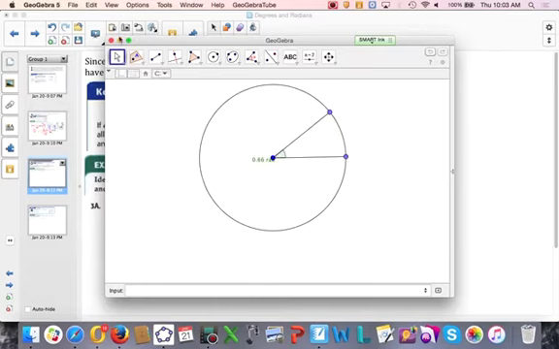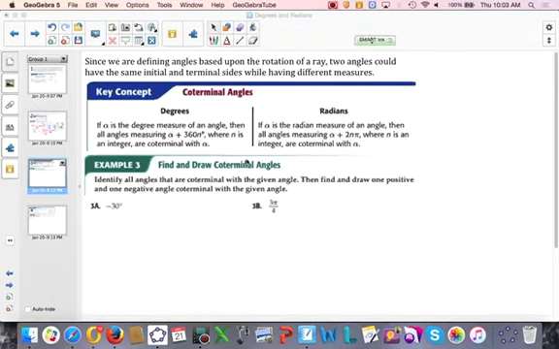So when we talk about coterminal angles, whether we're talking about them in terms of degrees or radians, we're talking about an angle that has the same terminal side. And as I mentioned, going all the way around a circle in degrees is 360, and going all the way around a circle in radians is 2 pi. So basically, we're just taking the angle and adding that 360 or that 2 pi, multiples of that, to the original angle. Okay, so identify all angles that are coterminal with the given angles.